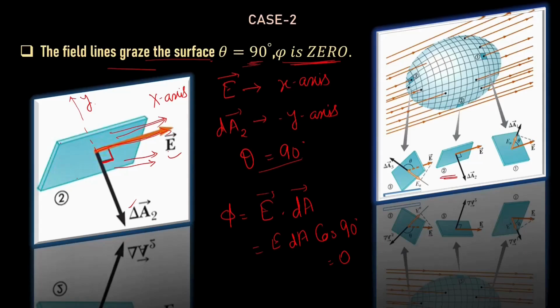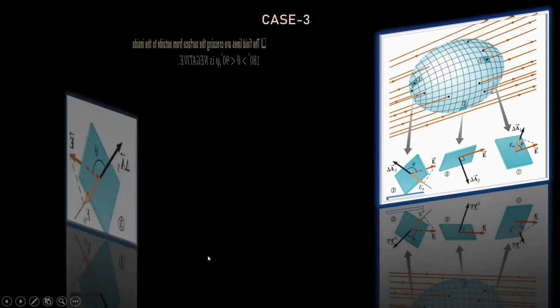Here one thing you have to keep in mind: by carefully observing the figure, the area is held parallel to the field line, but the area vector is at 90 degrees. This situation I have explained very clearly in my previous video. If the area is parallel to the field line, the area vector will become perpendicular to the field line and the flux associated will become 0. Next, let us see case number 3.